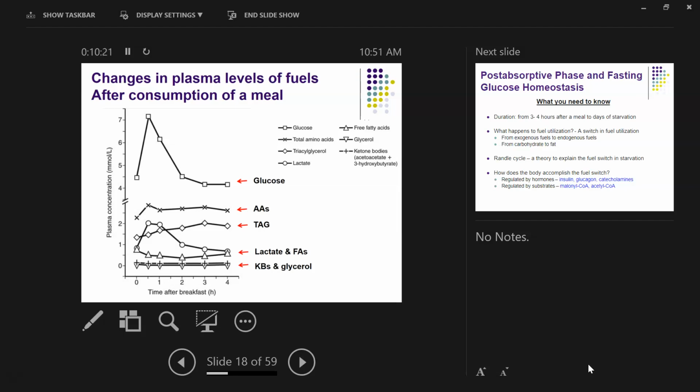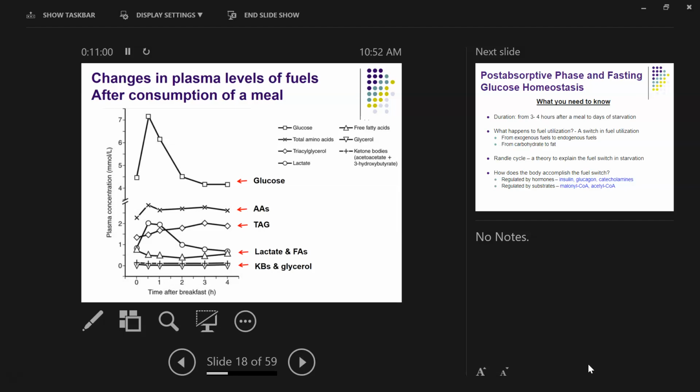And this slide tells us all the metabolic fuel levels, right? The levels of the metabolic fuels during the absorptive phase. So again, we expect the glucose level to increase right after a meal. It reaches the peak level 1 hour after the meal, and then drops, right, and returns to the level before we were eating, right?